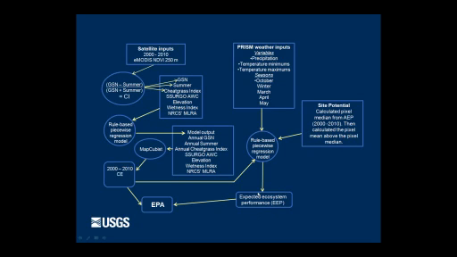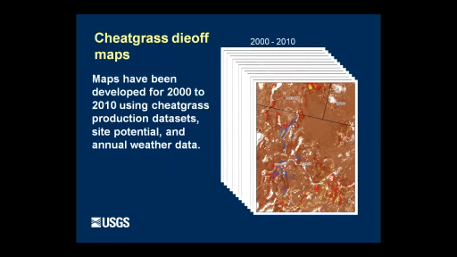That generates our modeled, or our expected, ecosystem performance. So this right down here is our model that's been normalized for annual weather. We compare it to the cheatgrass extents that were not normalized for annual weather, and we generate ecosystem performance anomalies at the 90% confidence interval level. And again, we generate 11 years of these ecosystem performance, or cheatgrass die-off, maps.